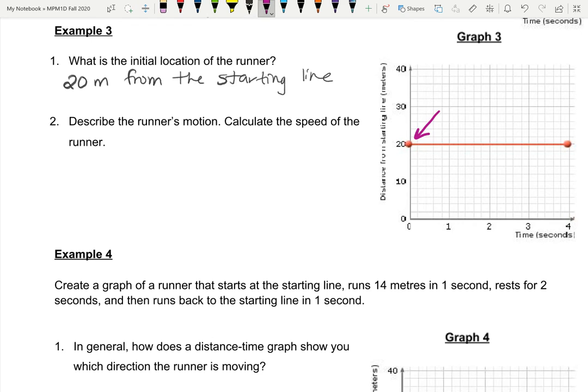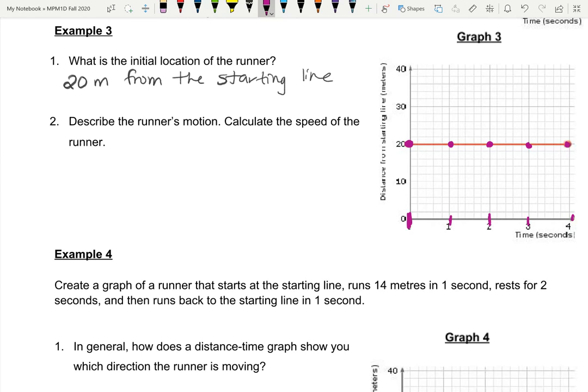Well, at 0 seconds, the runner is 20 meters away from the starting line. At 1 second, the runner is 20 meters away from the starting line. At 2 seconds, the runner is still 20 meters away from the starting line. This runner hasn't moved. 1, 2, 3, 4 seconds has passed. This runner is still 20 meters away from the starting line. This creates a horizontal line.